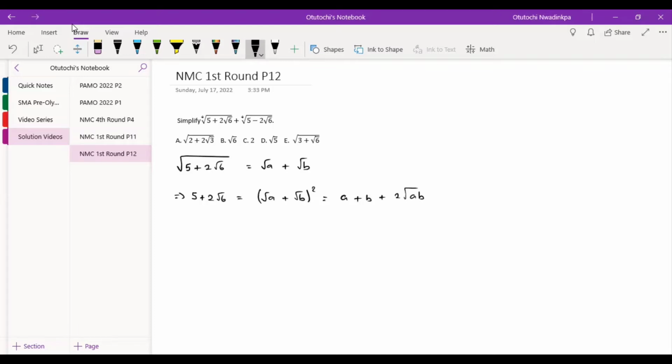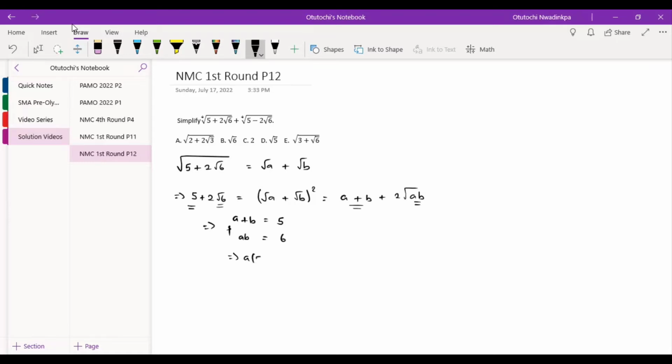Now remember that this is the whole number part here, and this is the whole number part here, while this is the irrational, square root part, right? So we can equate a plus b to be equal to 5, and we have 2 root 6 and 2 root ab here as well. So we have ab is equal to 6. So now ab is equal to 6 implies that a times b, where b is equal to 5 minus a, because a plus b is equal to 5.